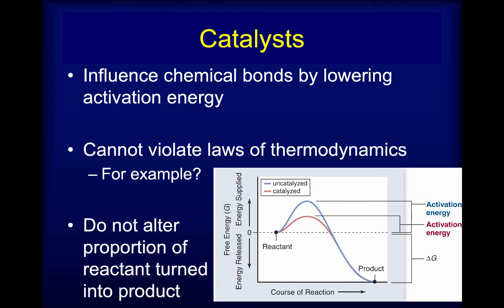Like I said before, it's not that you get more product, it's not that you burn up more reactant, it's just that you do it in a shorter period of time. If you didn't have a catalyst, you'd still get the same amount of reactant turning into product, but it would just take quite a bit longer, sometimes millions of times longer without a catalyst versus with a catalyst.